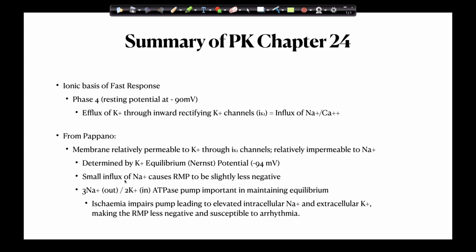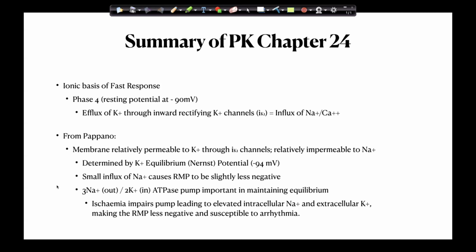Now, there is a small influx of sodium causing the resting membrane potential to be slightly less negative. And the other thing that's also important is that you've got your sodium-potassium ATPase pump, and that is important in maintaining equilibrium. And the reason why it's important is that ischemia impairs the pump, leading to elevated intracellular sodium and extracellular potassium. And that makes the resting membrane potential less negative and susceptible to arrhythmia. So that's an important mechanism to know.